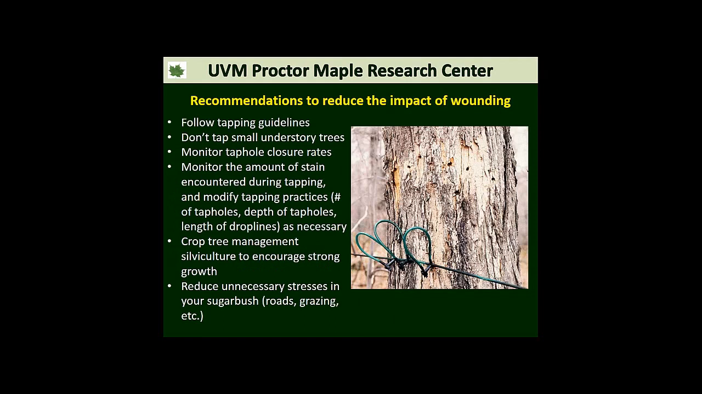So what do we want to do in terms of reducing the impacts of wounding that we create with tapping? Well, first of all, we want to follow tapping guidelines. We don't want to put too many holes in the trees. We don't want to tap very small understory trees because they're in a low sugar storage situation anyway because they're not getting enough light. If you keep an eye on your tap hole closure rates, it gives you a good indication of how well the tree is growing. And as long as the tree is growing well, it should be able to compartmentalize those tap holes well and not create an undue amount of stress to the tree.